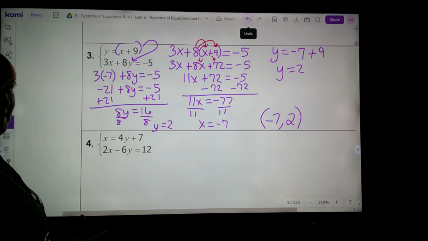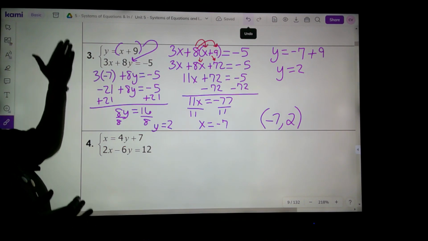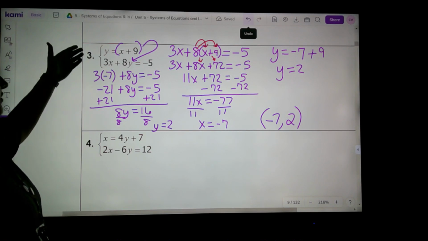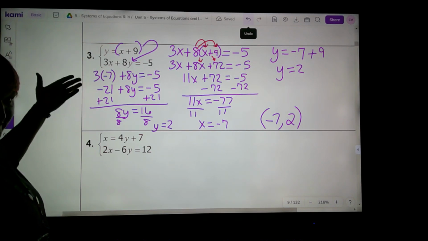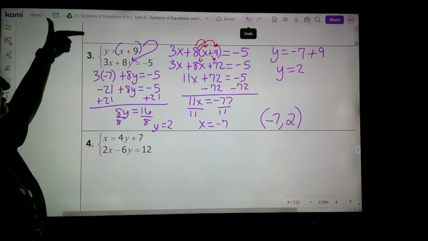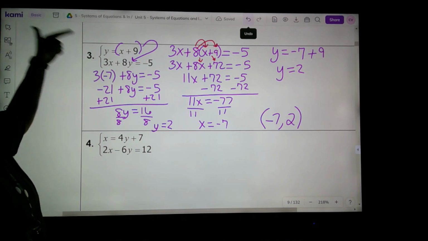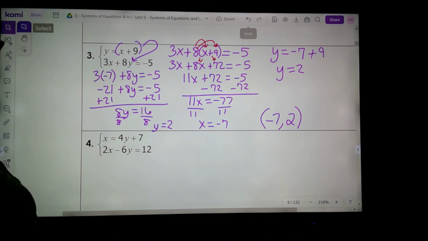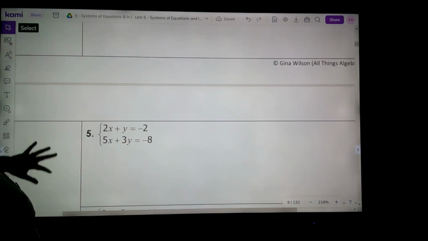Now I know I have the right answer because it worked in either equation. And that's why when I said you could use either equation, this one was just easier. I used the easier equation. Why wouldn't I use the easier equation?